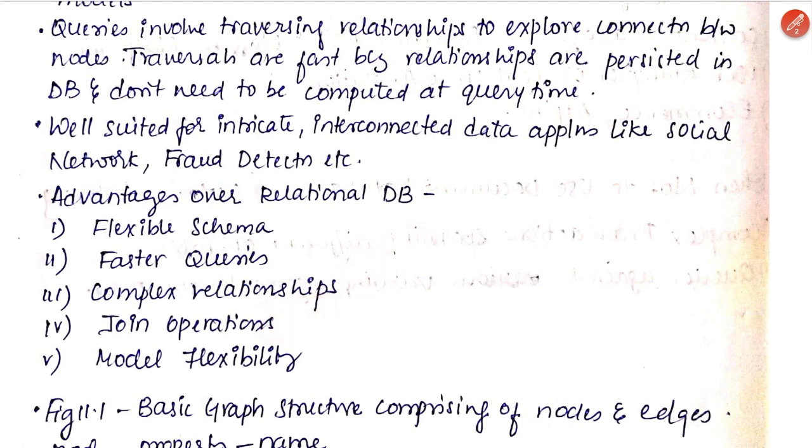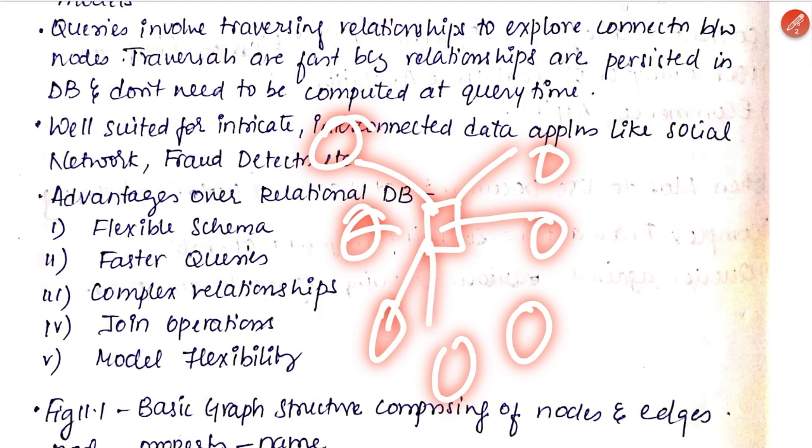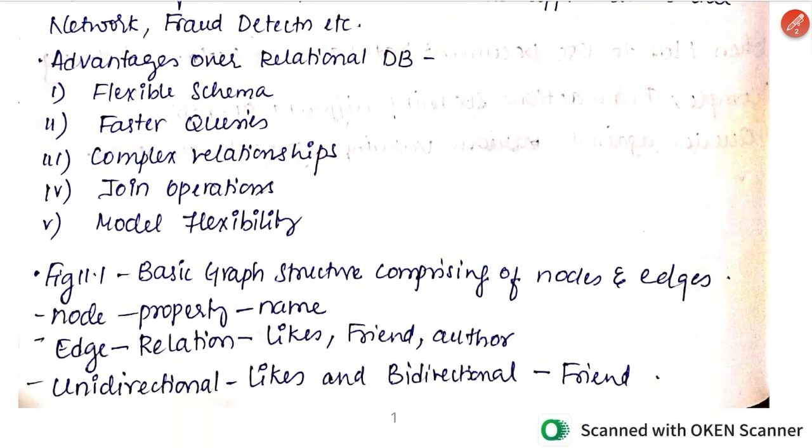Next, we have join operations. That is, relational databases make use of joins to connect the tables, but here it is very easy because the relationships are explicitly stored. You can traverse very quickly and efficiently and get the data. Next we have model flexibility. Model flexibility means graph databases are not limited to a single type of relationship; nodes can have diverse or numerous connections. One node can have multiple connections and we can easily get the data from all these connections. So there is richer representation of all the complex domains which are present here.